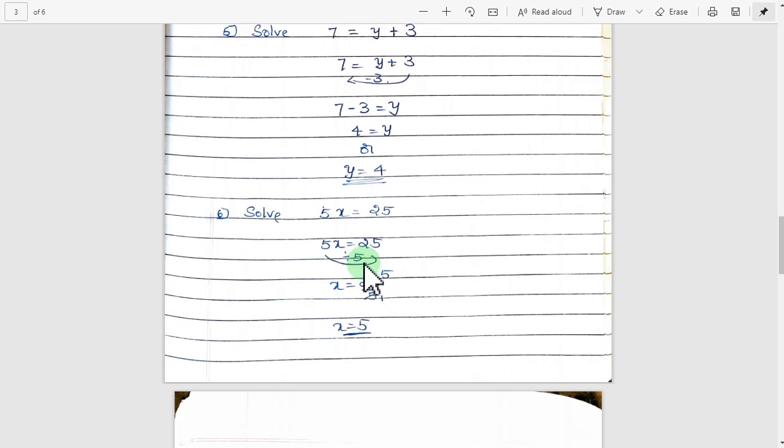5x = 25. So here 5 into x, no other number. So 5 we have to take. When you take 5 to the other side, it becomes division. So 25/5, x = 5.